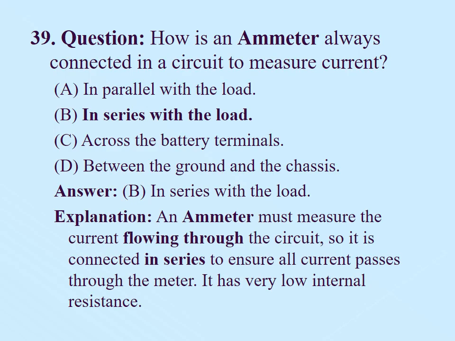Explanation: An ammeter must measure the current flow through the circuit, so it is connected in series. To ensure all current passes through the meter, it has very low internal resistance.